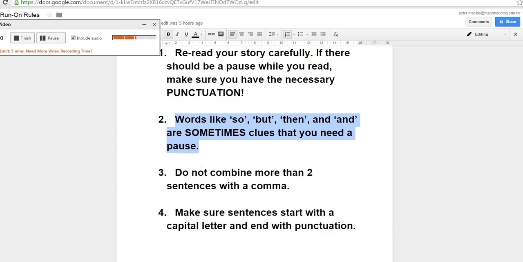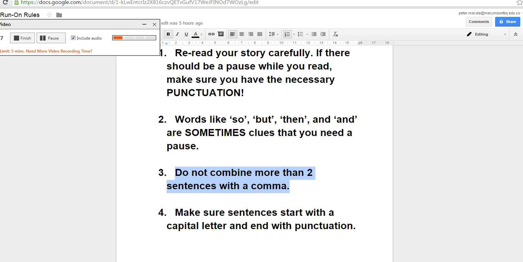Step 2. Sometimes there are clues that help you decide when you need to separate a big long sentence into maybe 2 or 3. Sometimes you'll see the words so, but, then, or and. Those are sometimes clues that you need either a comma or a period. And we'll look at some examples in a moment.